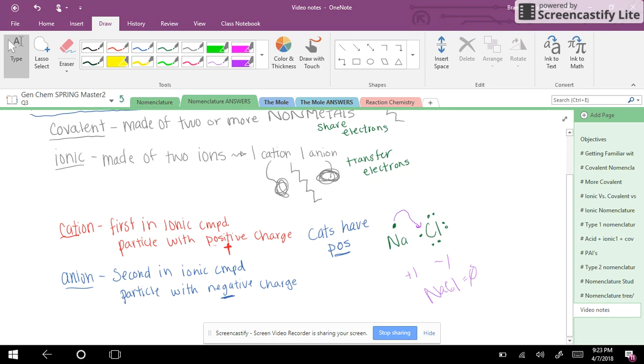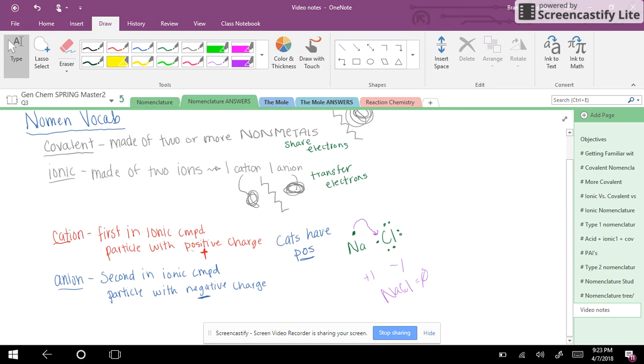So these are the 4 main things that I think you really need to know in order to have a conversation about nomenclature, in order to be able to identify what the compounds are, in order to understand the rules for each type of compound. So hopefully this helps. And I know I talked fast, so if you need to, just rewatch the video and pick up anything that you missed.